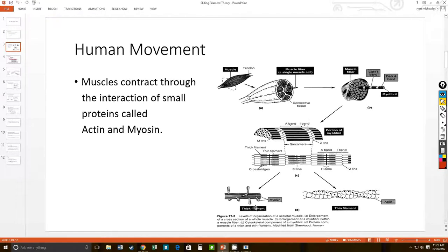Myosin, sometimes called the thick filament, and actin is sometimes called the thin filament. It's called that because strictly myosin is a much thicker protein. If you look at the atomic structure of it, it's much heavier, it's much bigger, and then actin is smaller, so they call it the thin filament. But anyway, that is a sarcomere, okay? This right here is a sarcomere.